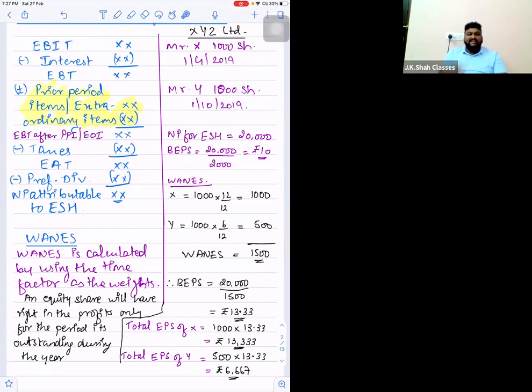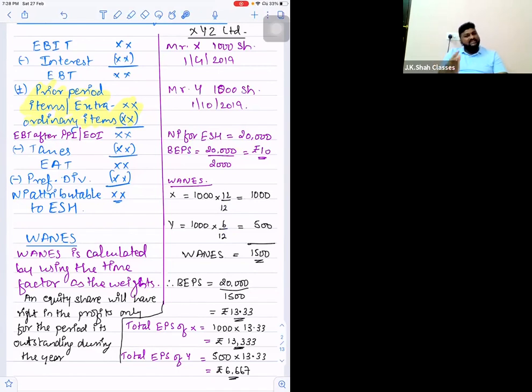If the existing shares are there, they will always be multiplied by 12 by 12 because they will be outstanding for the full year only. Yes, sir. So when the new shares come in, only for that particular year, you have to do 6 by 12 or 8 by 12 for whatever time period they are outstanding.